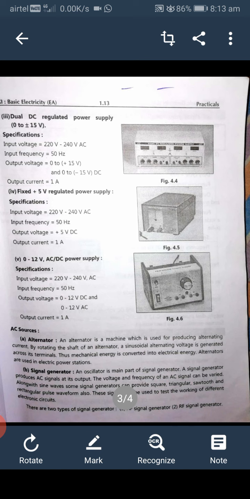Fixed plus 5 volt regulated power supply. Specification of plus 5 volt regulated power supply. The diagram is shown below. Input voltage 220 volt to 240 volt AC, input frequency 50 Hz, output voltage plus 5 volt DC, output current 1 ampere.